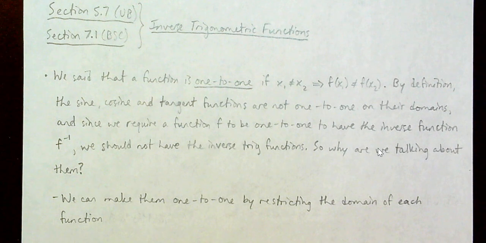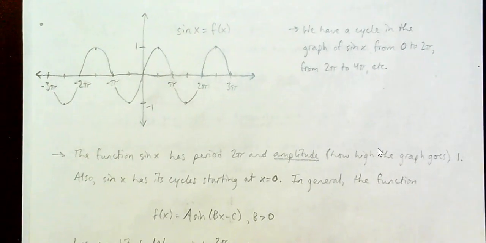Well, if you think back to our chapter on exponential and logarithmic functions, we said that a function has to be one-to-one in order to have an inverse. Just as a quick recap of the definition of one-to-one, distinct inputs yield distinct outputs. That is to say, if x1 is not equal to x2, then f of x1 is not equal to f of x2. But if we look back at the graphs of the sine and the cosine and the tangent functions, that is not the case.